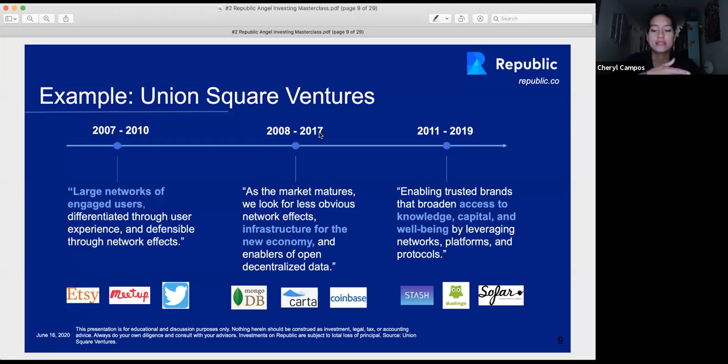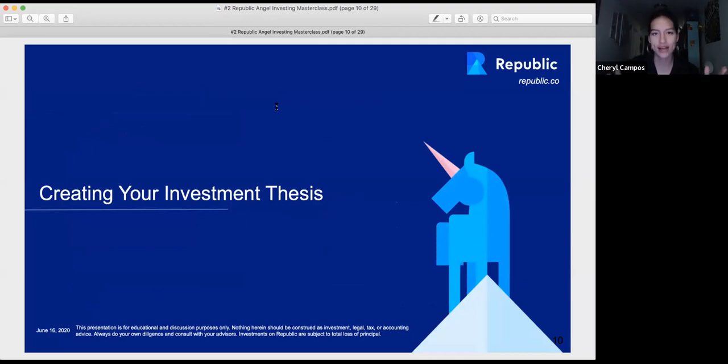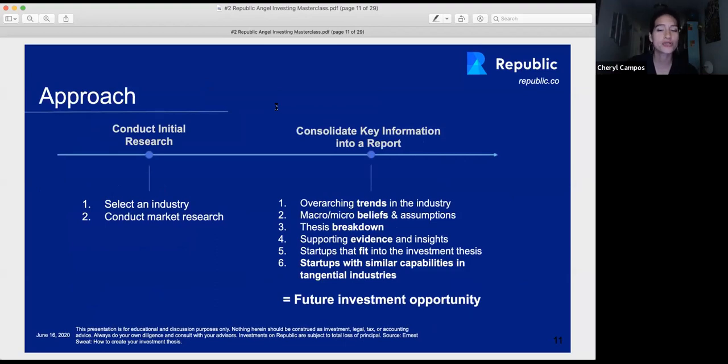As you can tell, these are three pretty distinct investment theses, but they were essentially trying to predict and look at what was going to be the future. Through that, they've whittled it down to these very specific theses that allow them to then invest in those later. So now we know what an investment thesis is. How do you start creating one? Here's the approach. It's pretty straightforward, and we'll go into each of these in detail in a second. But essentially, one is you conduct initial research.